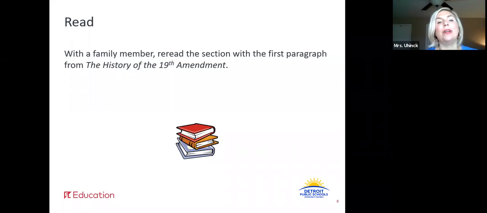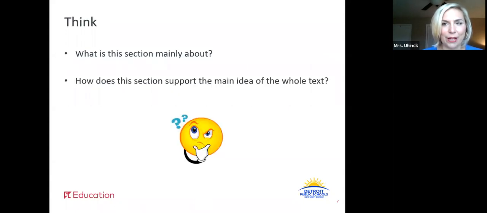All right, so let's get started. With a family member, reread the first paragraph in the article, The History of the 19th Amendment. Pause this video and read that first paragraph now. All right, readers, welcome back. Now that we've read that first paragraph, I want us to think about these two questions. What is the section mainly about? And how does this section support the main idea of the whole text?